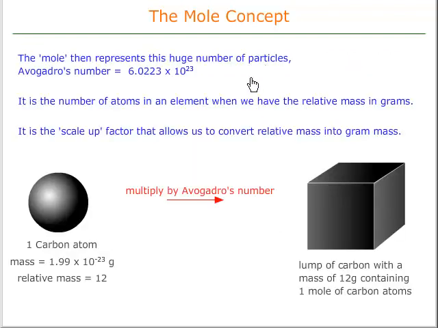So, to summarise then, a mole is simply a large number of particles. It is this 6.0223 times 10 to the 23 particles which allows us to scale up from a relative mass value into a gram value. So that one carbon atom, which has got a tiny mass of 1.99 times 10 to the minus 23 grams, but a relative mass of 12, well, if we were to multiply the actual mass by Avogadro's number, we would get 12 grams of carbon. So 12 grams of carbon contains 1 mole, or Avogadro's number, of carbon atoms.